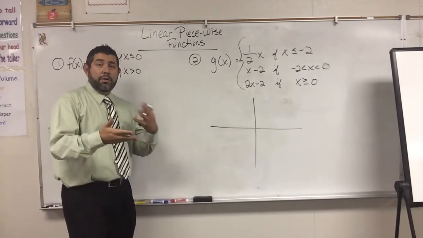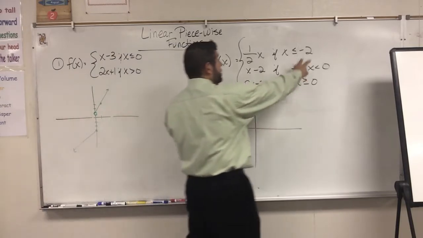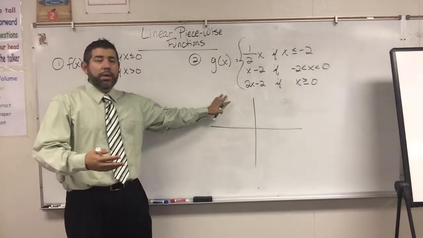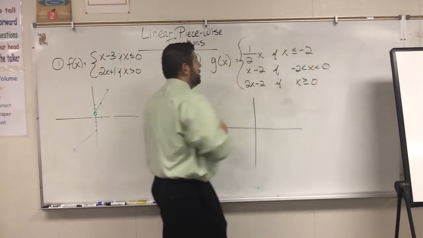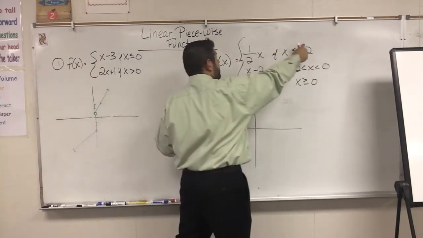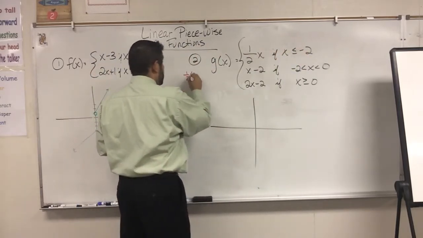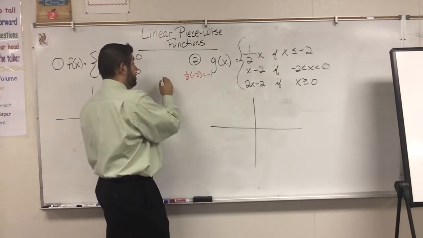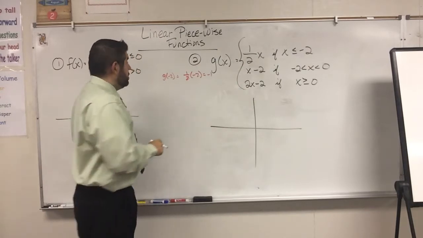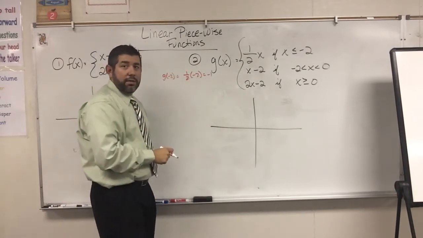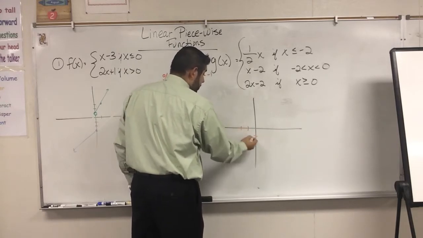Let's take a look at another example here. This time I'm going to use the other way. I consider this my endpoint for this part of the function, so I'm going to plug in negative 2 for x. If I plug negative 2 in here for x, I'm going to get 1/2 times negative 2, which gives me negative 1. This is g of negative 2. I'm plugging in negative 2 for x, so my y value at x equals negative 2 is negative 1.